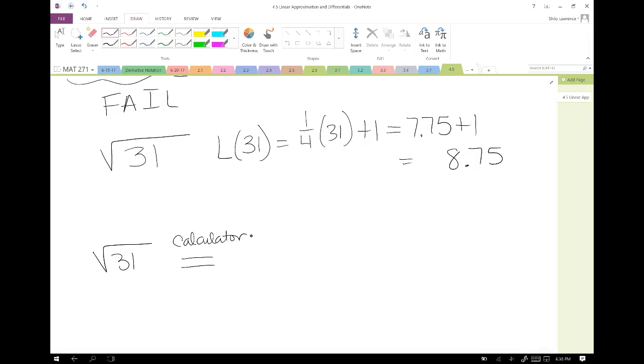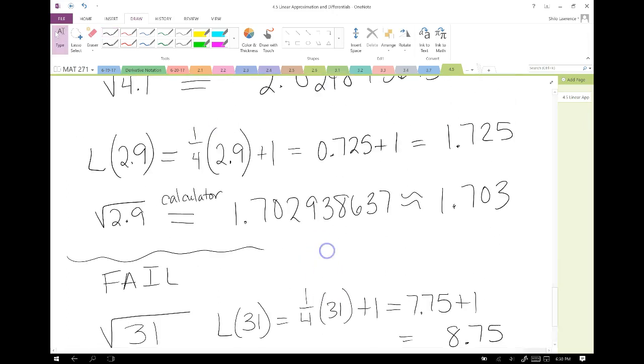So the calculator says the square root of 31 is 5.567764363. So yeah, we are over 3 whole units away from the actual answer. And that's because we went so far away from where we said we were going to center this linear approximation.